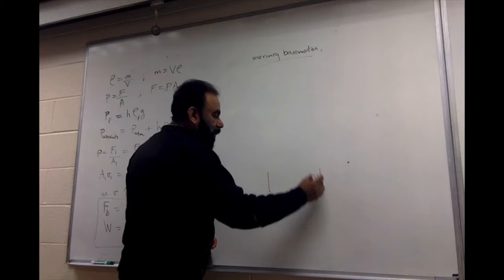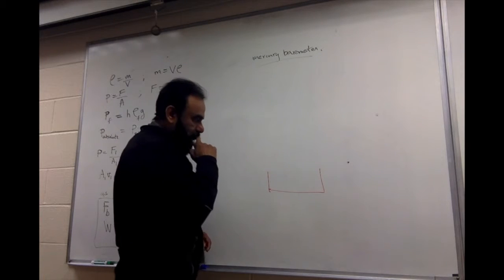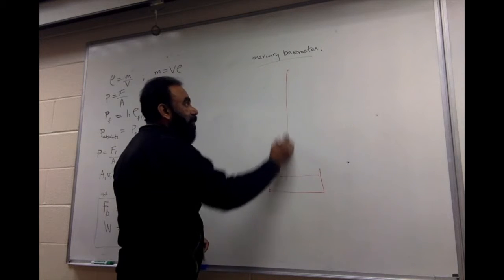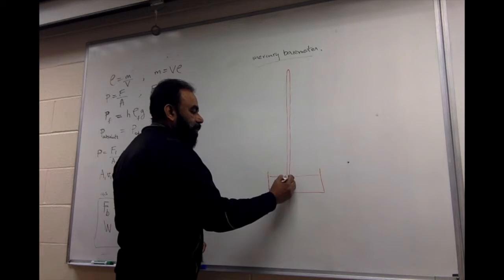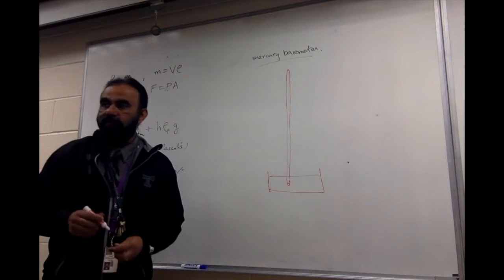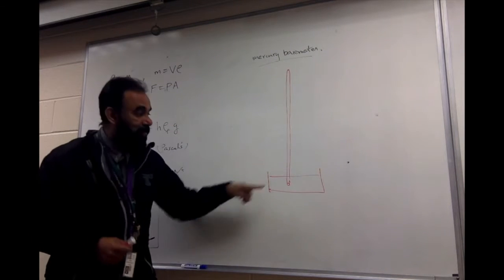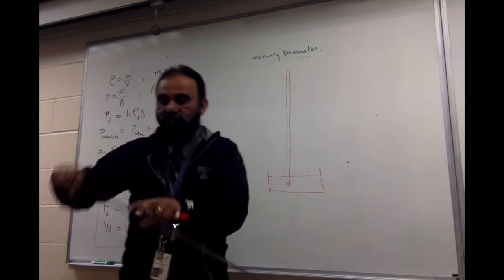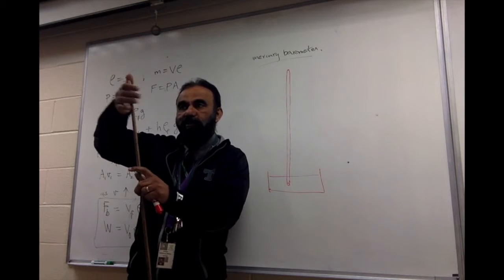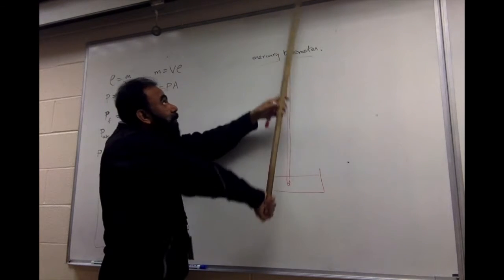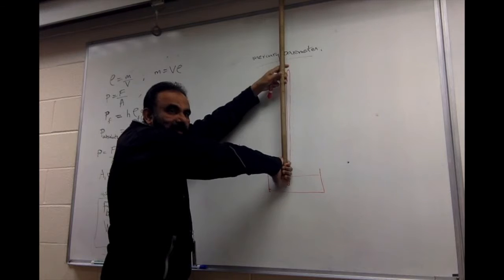So this is technically what you do. You have a dish of mercury and you put this tube upside down into it, but it's already filled with mercury, all the way to the top. Again, you take this test tube, fill it with mercury all the way to the top, then invert it and put it into this container and release.